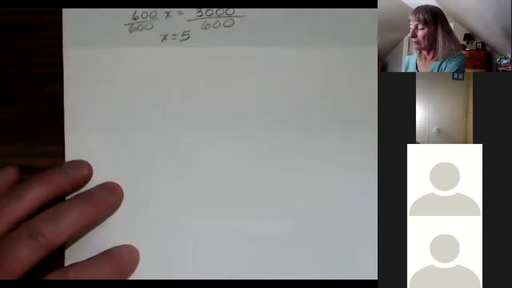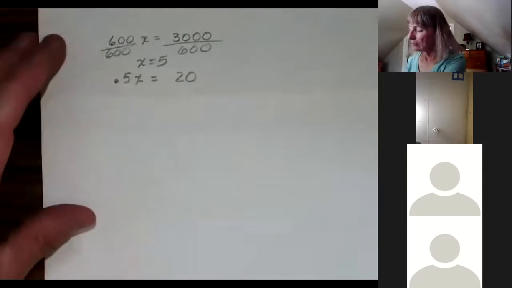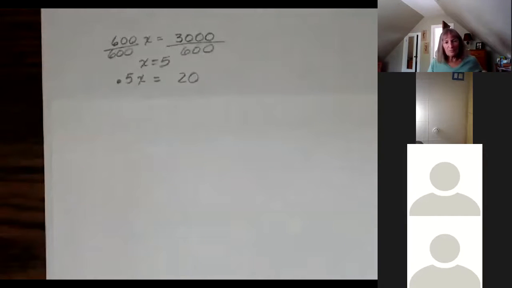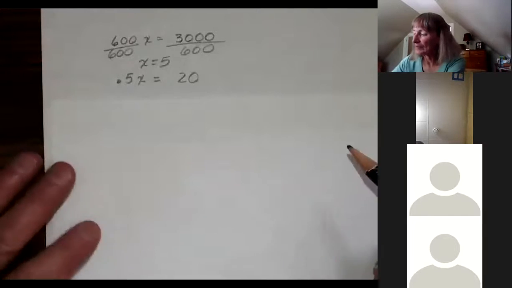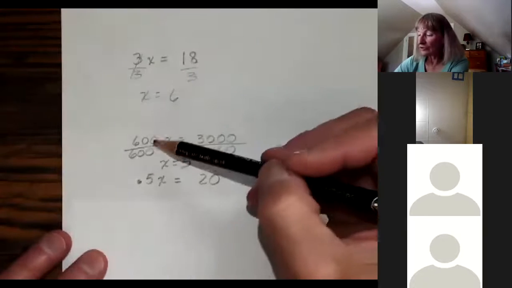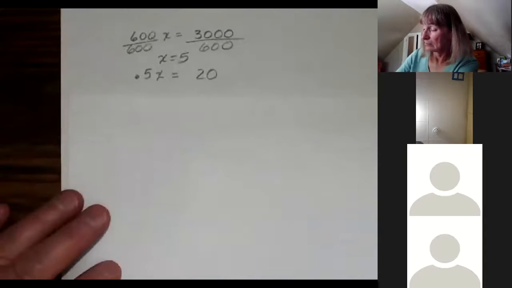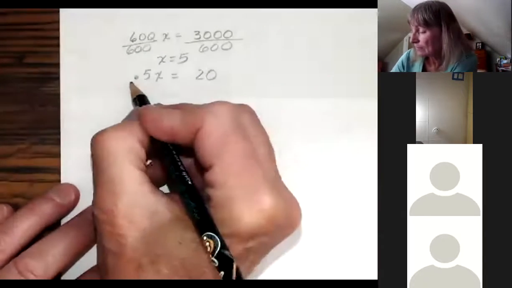All right, I'm going to try to trick you guys. How about this one? 0.5x equals 20. What do we do now? Let's look back here. Here we had kind of a small number. Here we had a huge number, and you guys said same thing. Now we have a small number. So you're going to divide by 0.5.